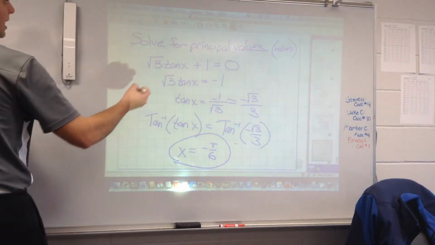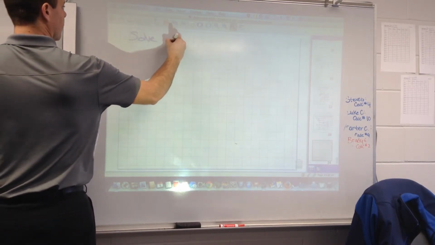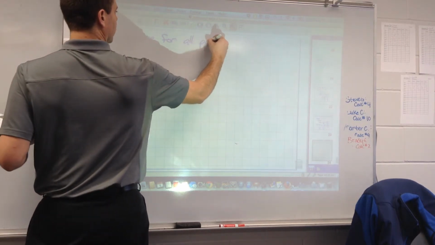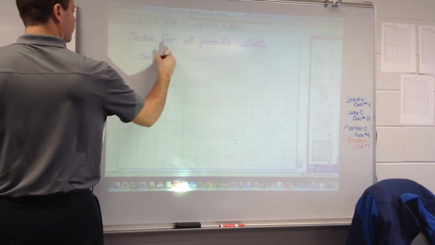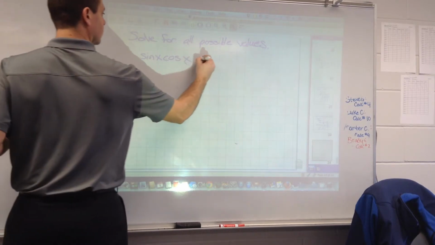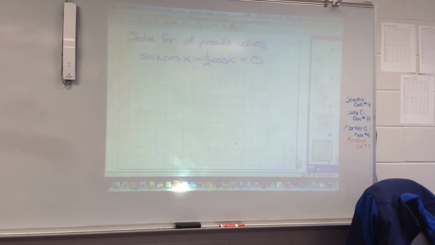It does involve some factoring, so that's kind of why I did that one at the beginning of class today. And we'll even change the direction here. Solve for all possible values. This one's tricky because you have multiple trig functions. You don't just have a sine x or a tangent x or a cosine x in here. Okay? We're going to factor on this one. We're going to pull out a greatest common factor.